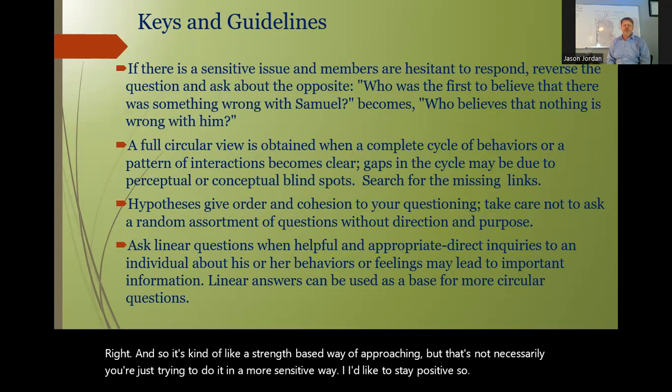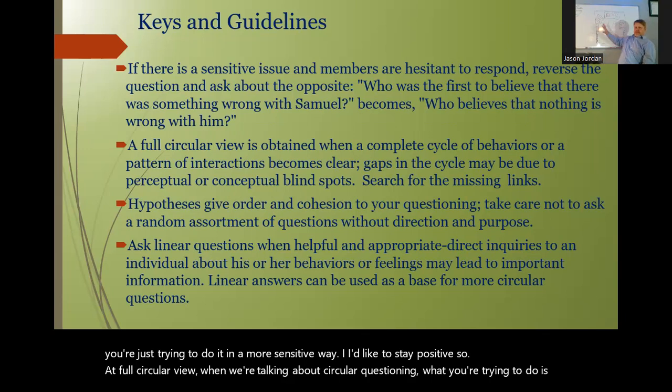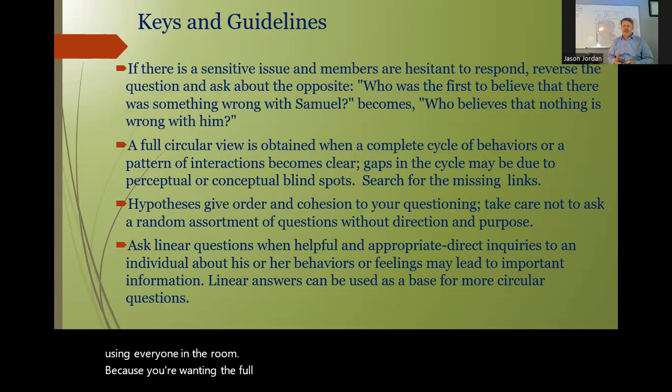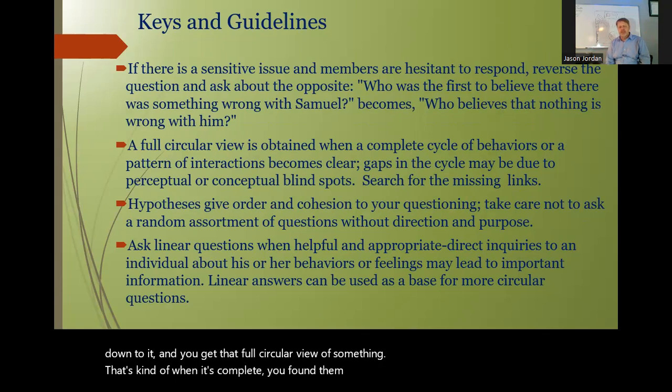So, a full circular view. When we're talking about circular questioning, what you're trying to do is use everyone in the room, because you're wanting the full perspective. You want to see all points of view. When you get that full circular view of something, that's kind of when it's complete. You've found those missing links. Let's keep going.